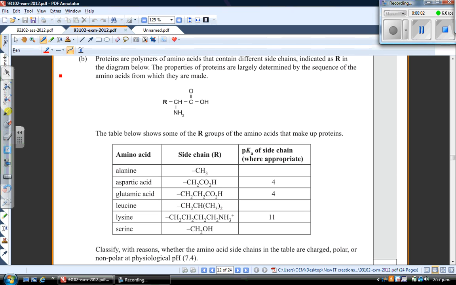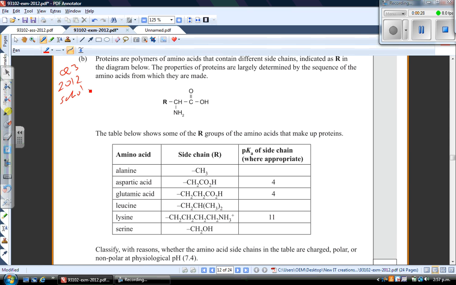Okay, so this is question 3, part B from the 2012 scholarship paper. It's not very related to the first part, which was all about vanadium and its various oxidation states, and then suddenly in part B we're talking about proteins and amino acids. This can happen on your scholarship papers, and you need to be aware of that too. Anyway, this question is about proteins.